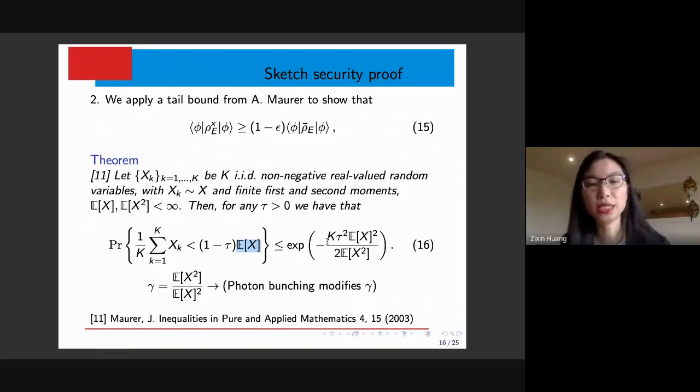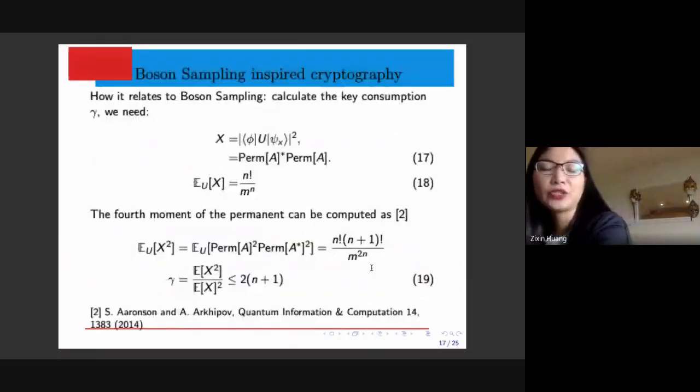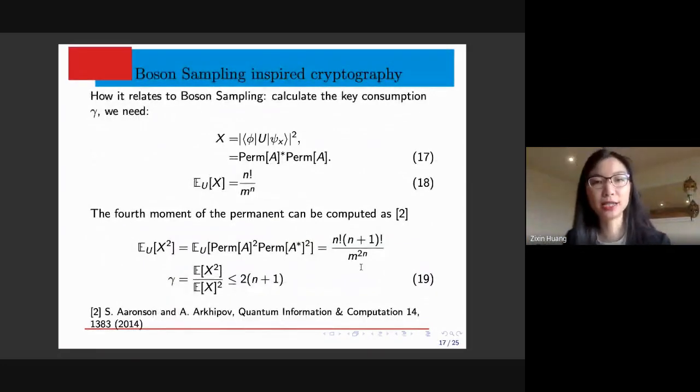One important quantity over here is gamma, which is the ratio of the second moment of the random variable divided by the mean of the random variable squared, because this actually dictates the number of encryption unitaries needed for the key, for the message per round of the protocol. And gamma here is also where we need to do a maximization, as we had to account for photon bunching. Gamma is also where our protocol ties in with boson sampling.